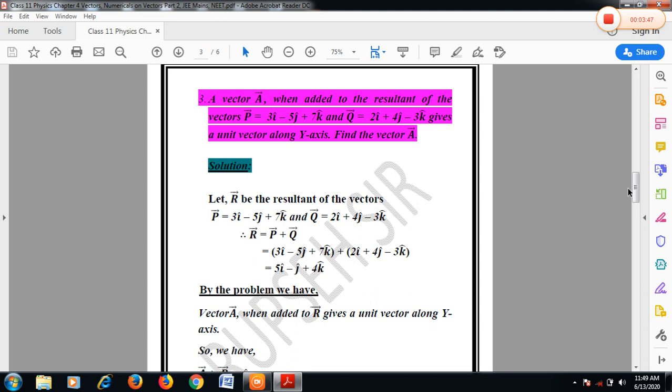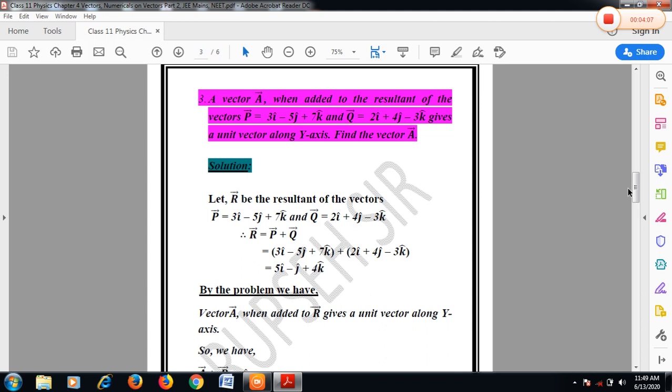Okay, so let us assume R to be the resultant of vectors P and Q, which are given in the question. So vector R equals vector P plus vector Q, which results in 5 i cap minus j cap plus 4 k cap, as you are seeing.